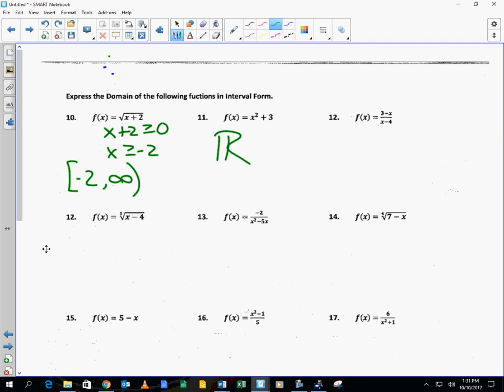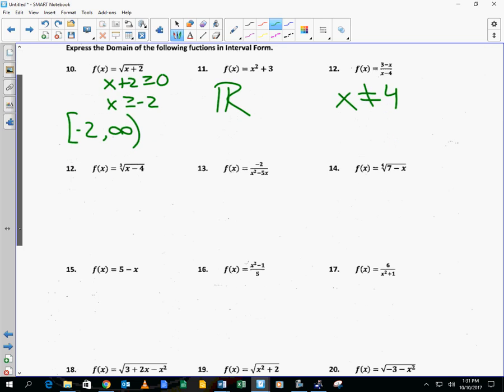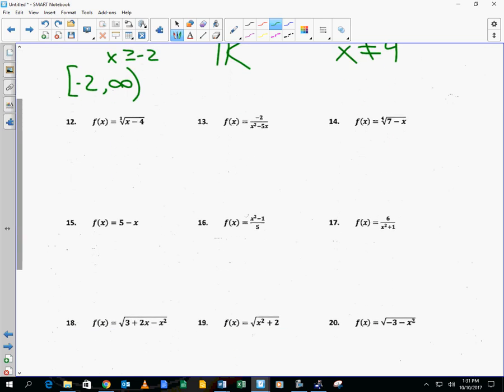Uh-oh, rational function. Can't divide by 0. So x can't be 12. I have a radical, a cubed root. Can you take the cubed root of positives? Cubed root of negatives? Are there any issues with cubed roots?